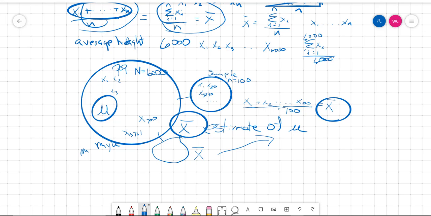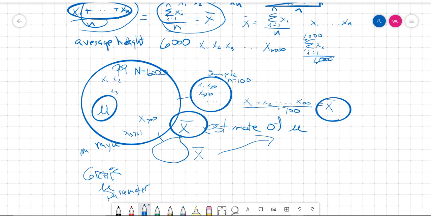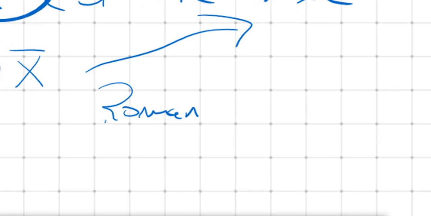And we also use a different word. When we're talking about something from the population, I just said we use Greek. So, for example, in this case, for the mean, we use mu, and we call it a parameter. So, Greek letters are for parameters. When we're doing some calculation based on data in the sample, we don't use Greek. I guess we call them Roman letters. We use Roman letters like x bar. Well, x bar is not Roman, but x bar.